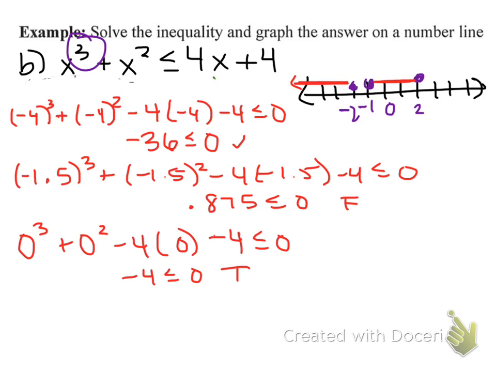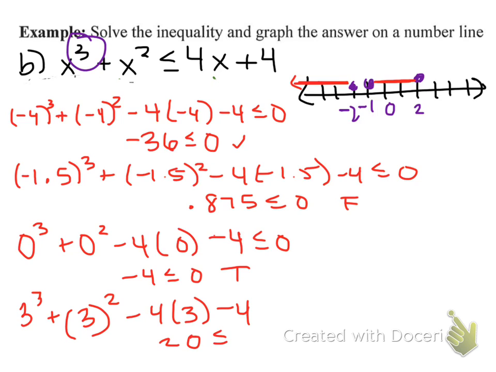And then lastly, we'll test 3 for the right-hand side. So I have 3 cubed plus 3 squared minus 4 times 3 minus 4. And that works out to being 20, which is false. So the way we would write our final answer, it's coming from negative infinity to negative 2 with a bracket because it's a closed dot, union negative 1 to a positive 2.